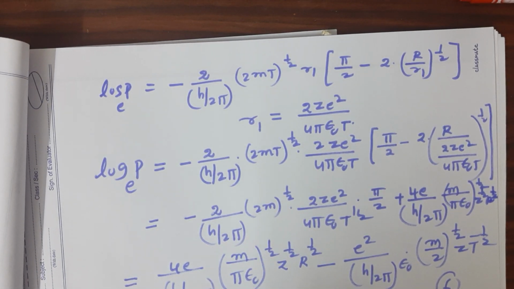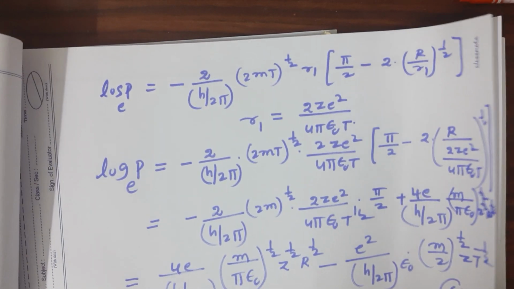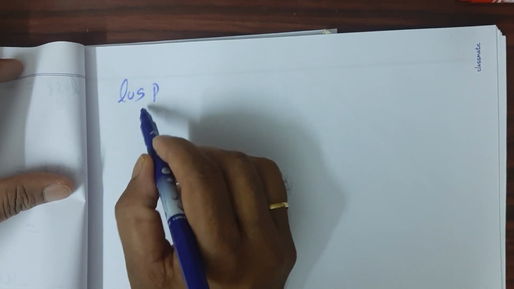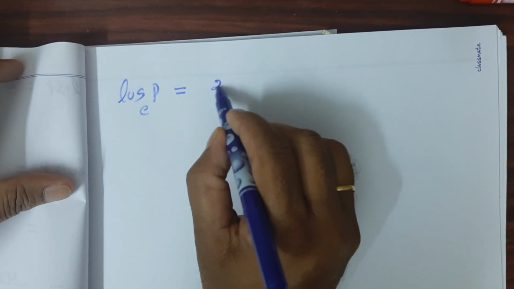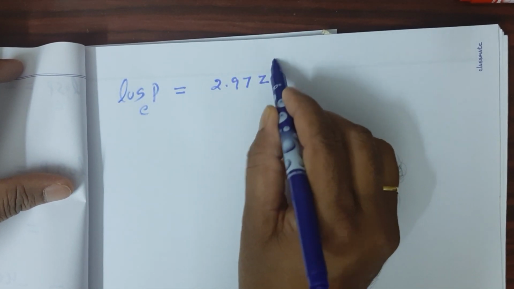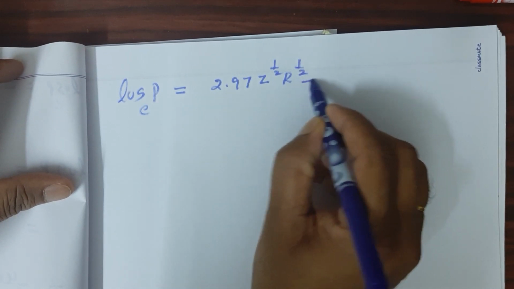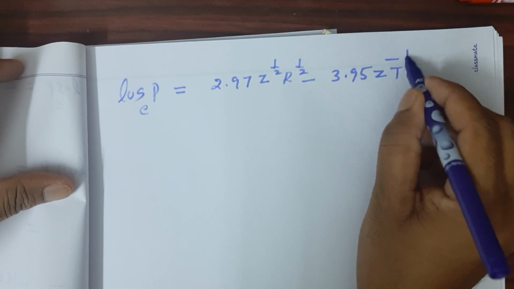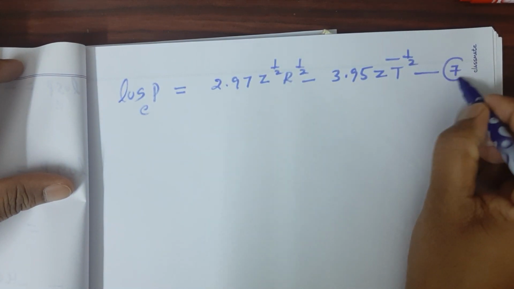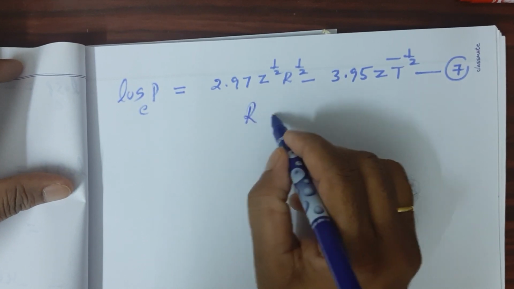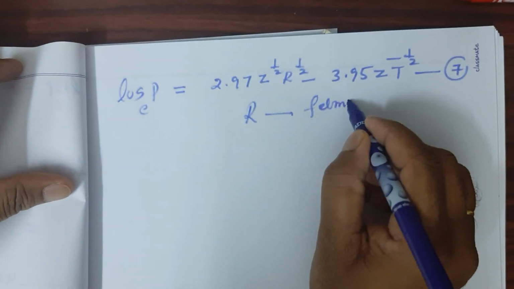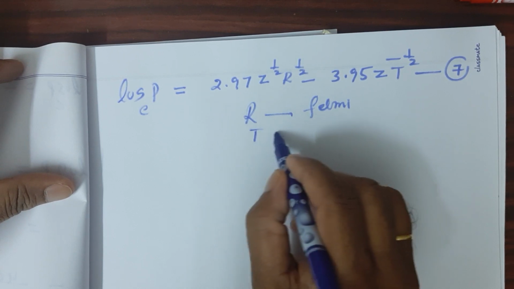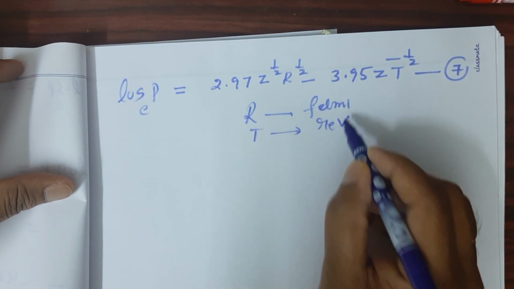Here, by substituting the values of Planck's constant, electron charge, m and epsilon naught, the permittivity of free space, we will get the equation log p base e equals 2.97 z to the power half, R to the power half, minus 3.95 z t to the power minus half. Consider it as equation 7. Here you remember that R is in Fermi and the kinetic energy of the alpha particle is in MeV.